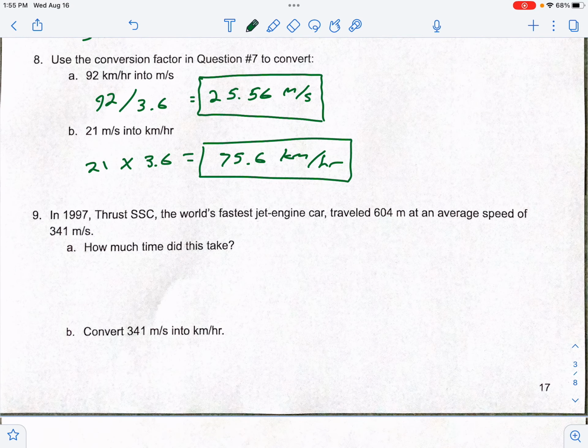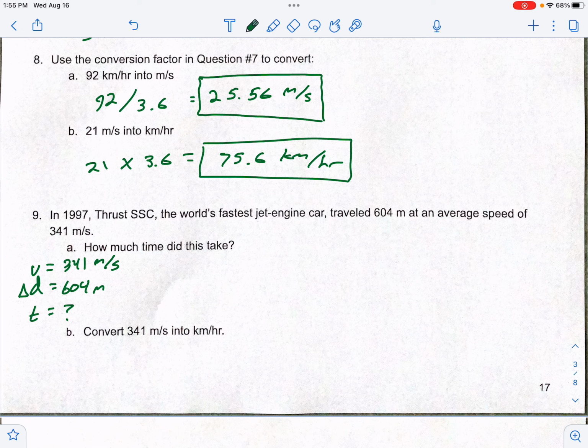Last problem on this video. In 1997, Thrust SSC, the world's fastest jet engine car, traveled 604 meters. If we're looking for velocity, displacement, and time, you have to figure out what that told me. 604 meters would be our displacement, or distance, it doesn't matter in this case, at an average speed of 341 meters per second. If you did S, D, T, that's totally fine. When we're not really talking about direction, you could use either one. It's not a big deal. And then time, I want to know how much time it took, so there's your question mark.